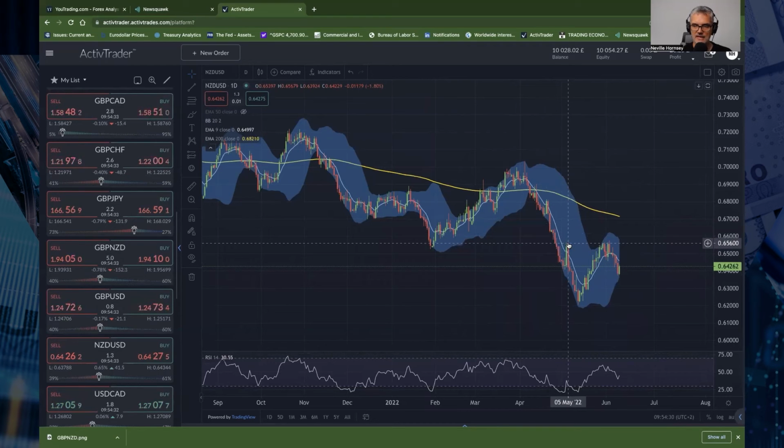We do have this 0.656 level, used to be support, then acted as resistance a few times, lots of liquidity above there. And we've got the low here from the 20th of April, and that coincides with the 200-period moving average as a possible next target to the upside.